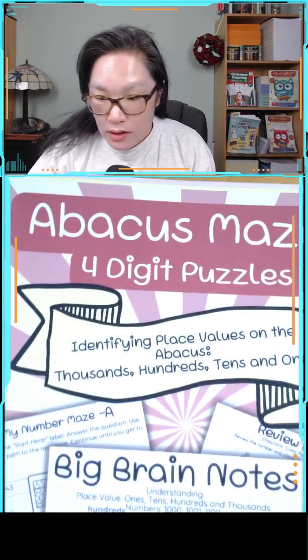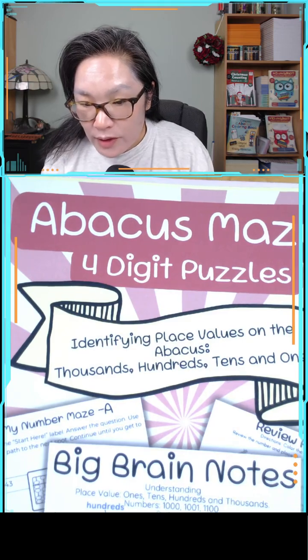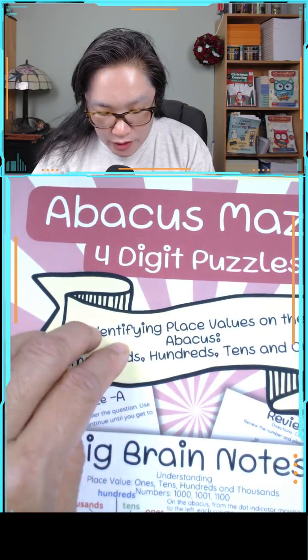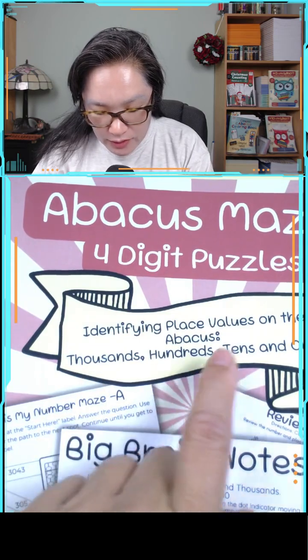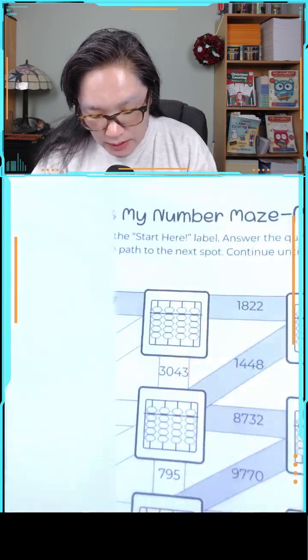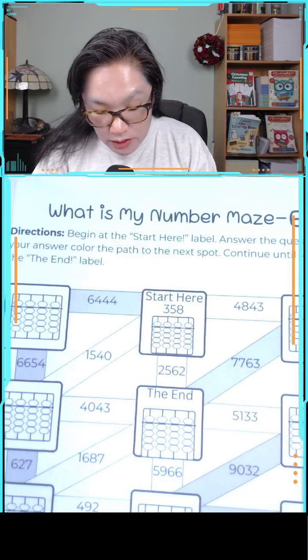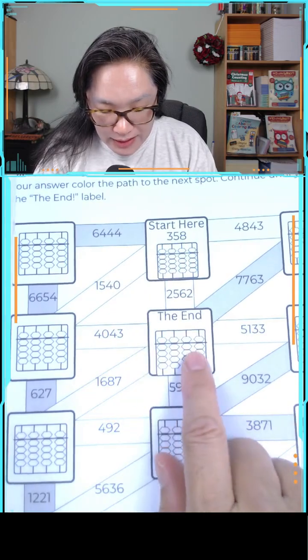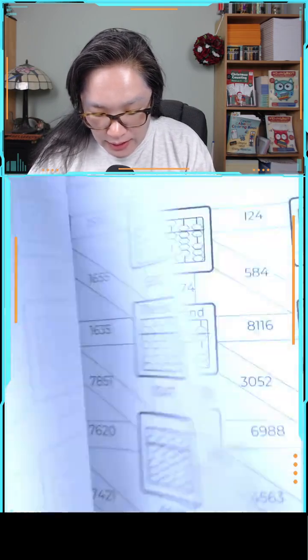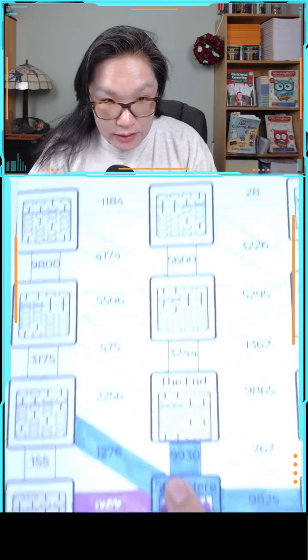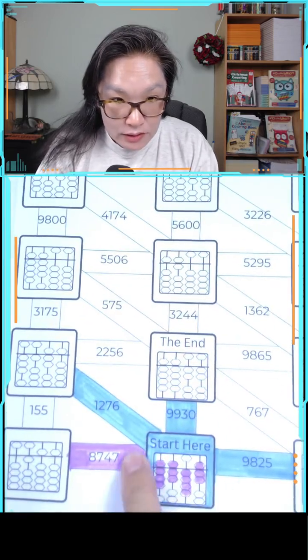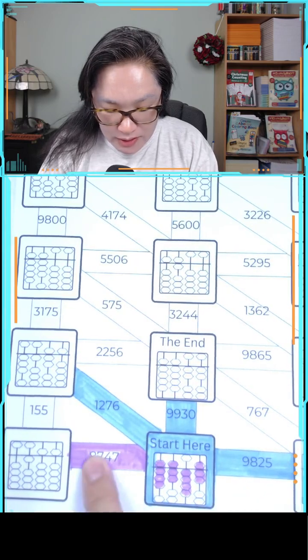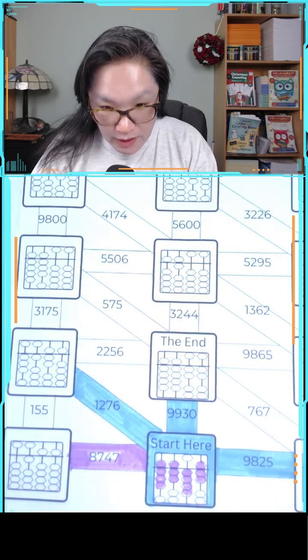So this one's available in my TikTok shop as well. And this one is a 4-digit maze. We talk about the thousands, the hundreds, the tens, and the ones. So this is what it looks like without being done. And then your task is to color in the Abacus mazes. And then here I like to color in the paths of the answer. So these are the non-answers, but this is the real answer. Yep. There we go.